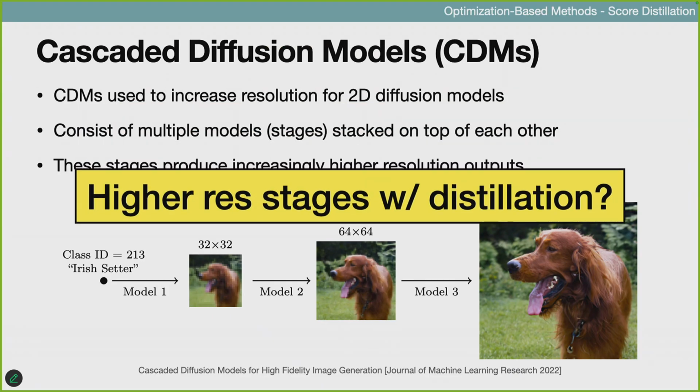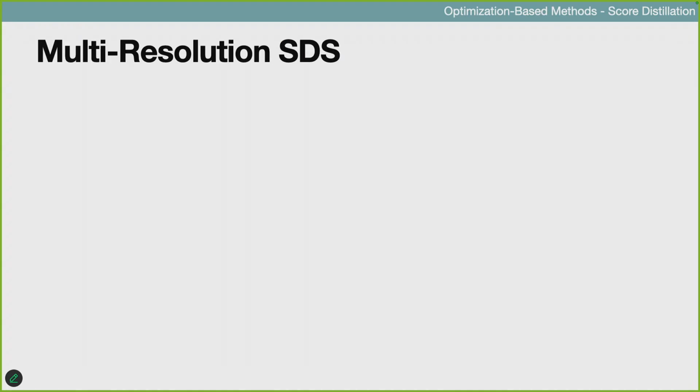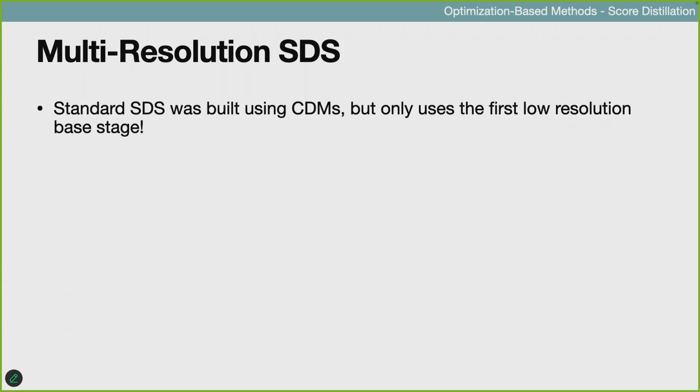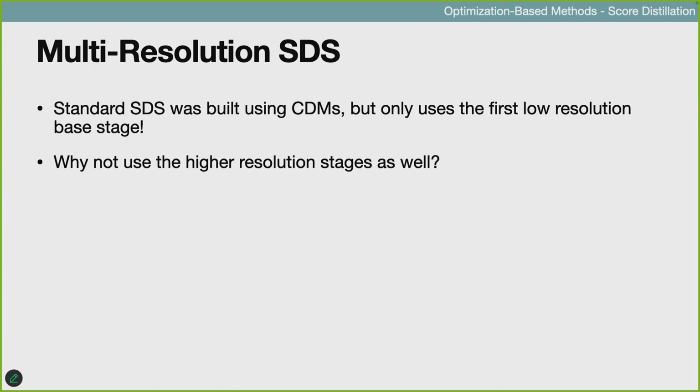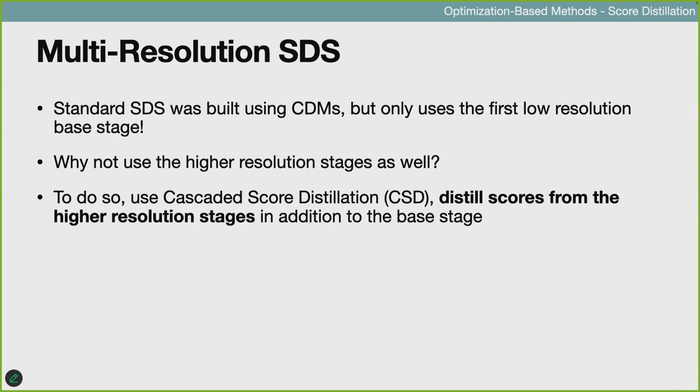So can we do the same thing with distillation? In fact, the answer is yes, but it's interesting because the original SDS was trained on these CDMs, but they only use the first resolution stage. They don't use the other stages, which is seemingly wasted supervision. So can we use these as well? To do so, we use this thing called cascaded score distillation, which is essentially the same thing, but distilling from all the stages at once.